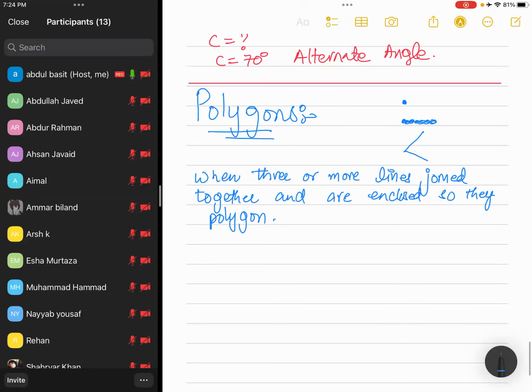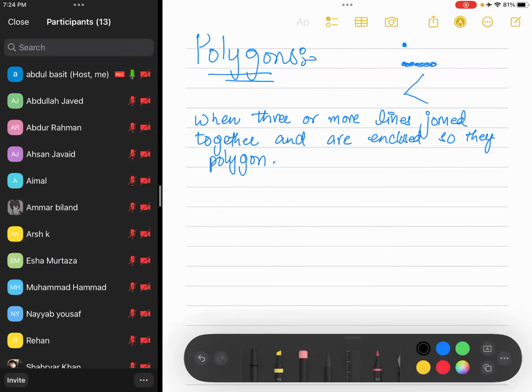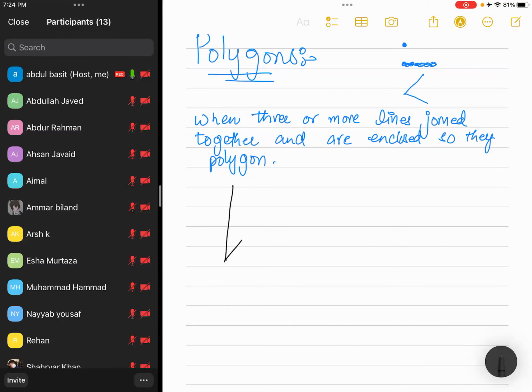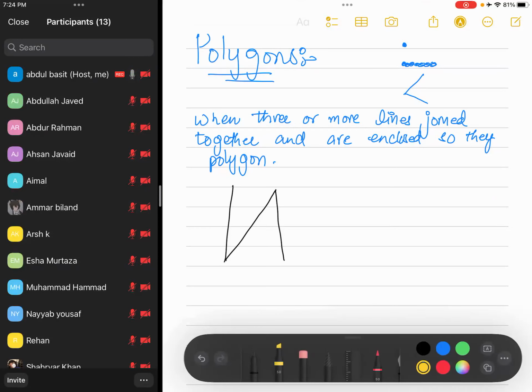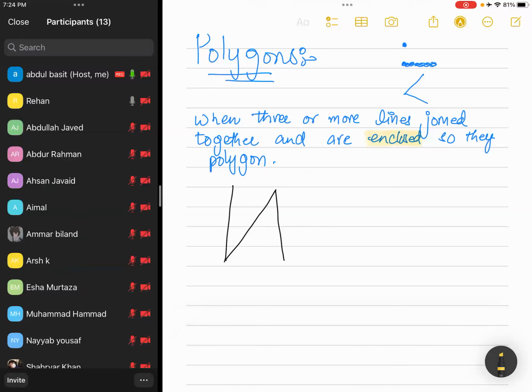For example, we cannot say that this is a polygon. Can I say that this is a polygon? We can't. It's not a polygon. It is not enclosed. The starting and ending must be closed together.